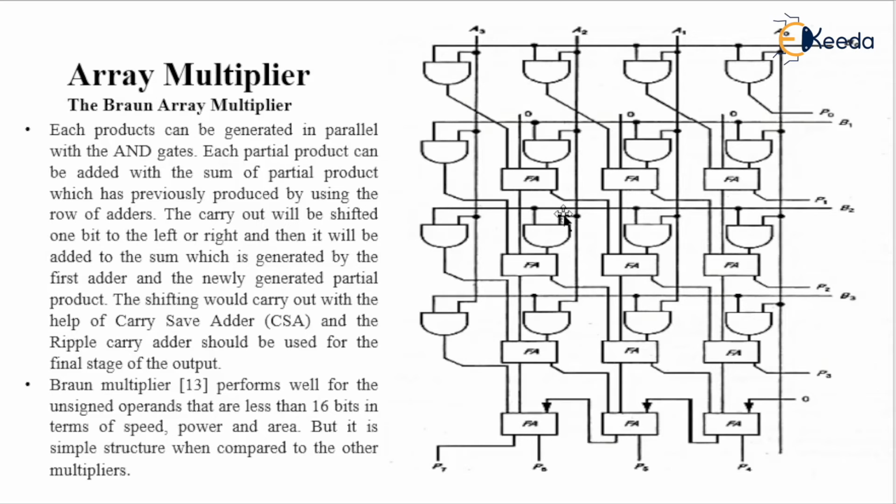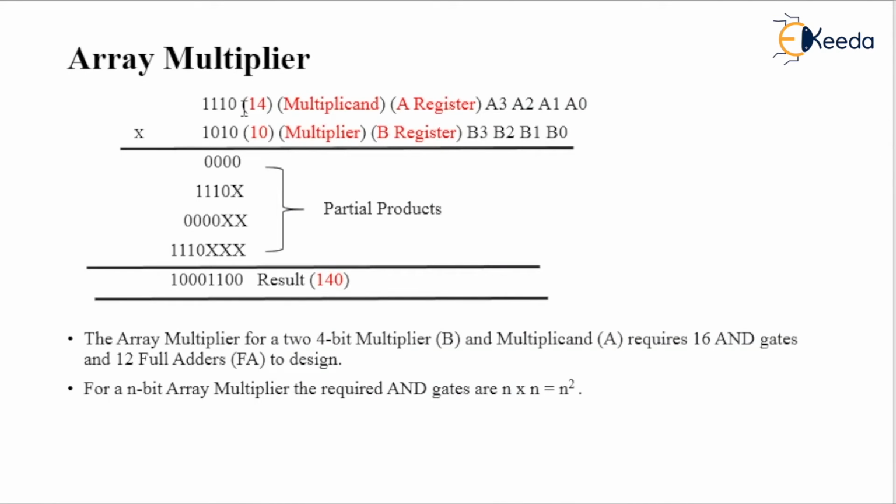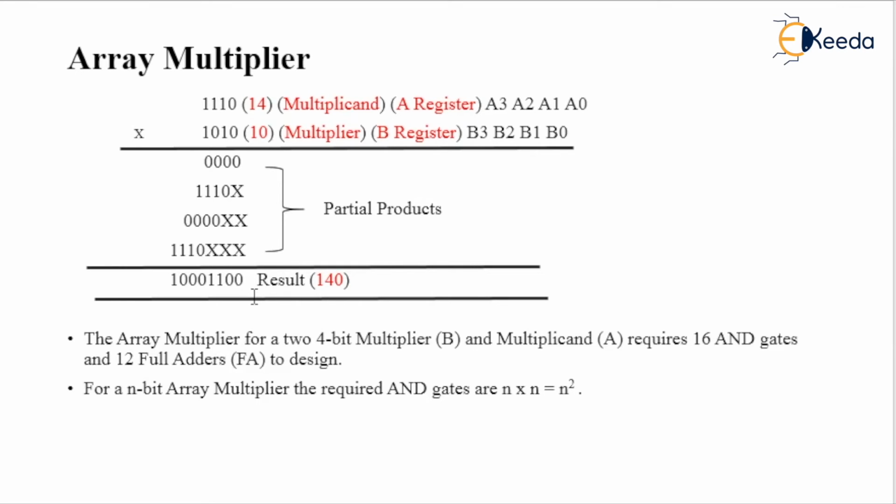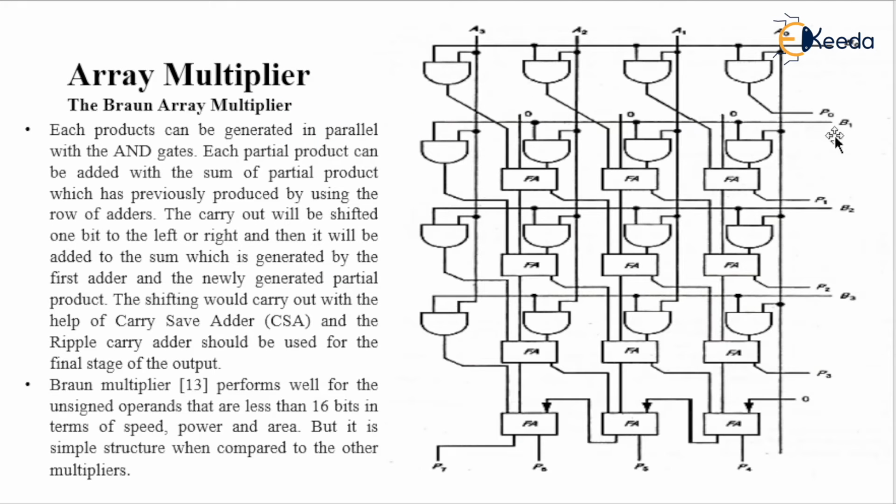When I am loading the values A3, A2, A1 and A0 with 1110 and B3, B2, B1 and B0 with 1010, I will get the result 10001100. So I will get this value. See here, how many bits does the result have? Bit 0, bit 1, bit 2, bit 3, bit 4, bit 5, bit 6, bit 7. So 8 bits exist here, but the inputs are 4 bits. This is 4-bit and this is 4-bit, but the resultant output has 8 bits.